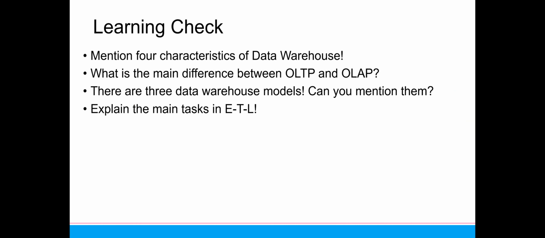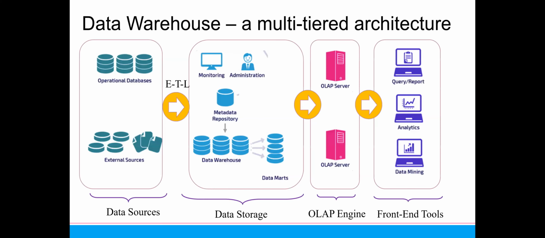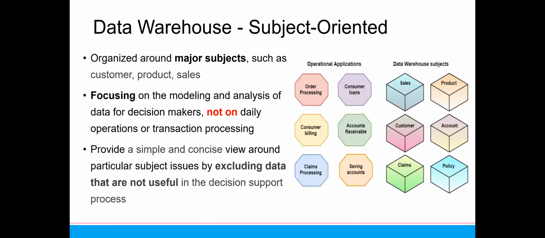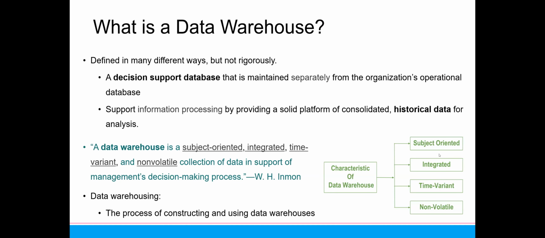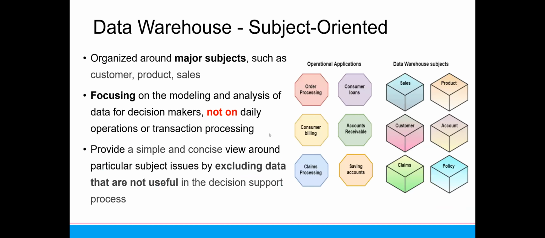Okay, let's do learning check. Mention 4 characteristics of data warehouse. We have subject oriented, and then time variant, and then integrated and non-volatile. Okay, so you can check this one. Subject oriented, integrated, time variant, and non-volatile.